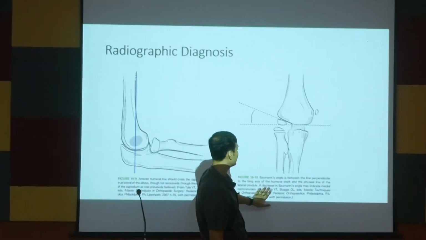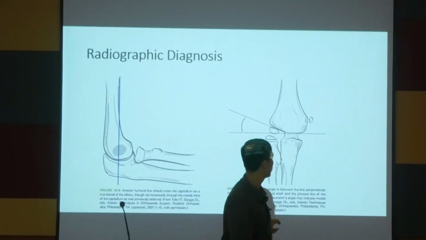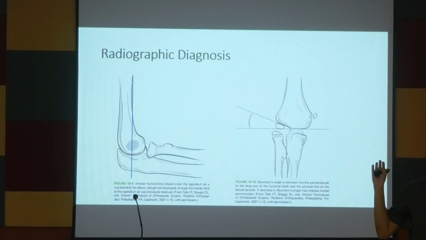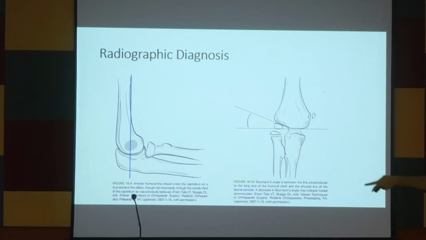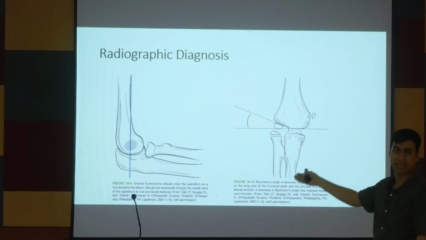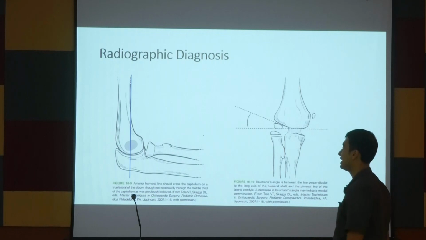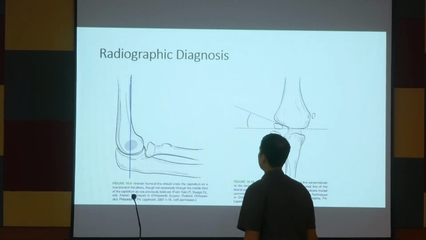This has been taken from Rockwood and Green, but both of them are fine. Original Bowman in his paper stated this angle, but sometimes you can tell the other angle. It will be just 90 minus 81, so around 9 to 10 degrees. The same normal mathematics that you do.